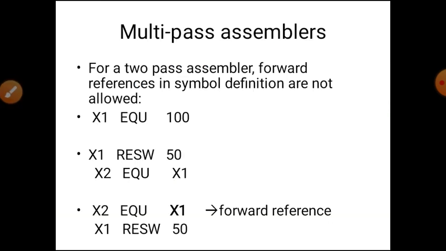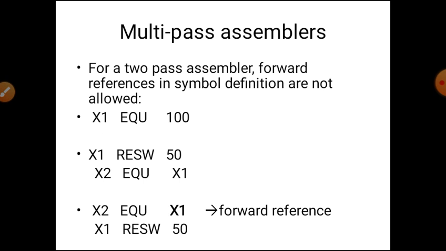Okay, so these are the types of one pass assembler. In the first, that is load and go, no object program is generated, and in the second, an object program is generated. And these are the different ways of handling forward references. Now we will be considering multipass assemblers.